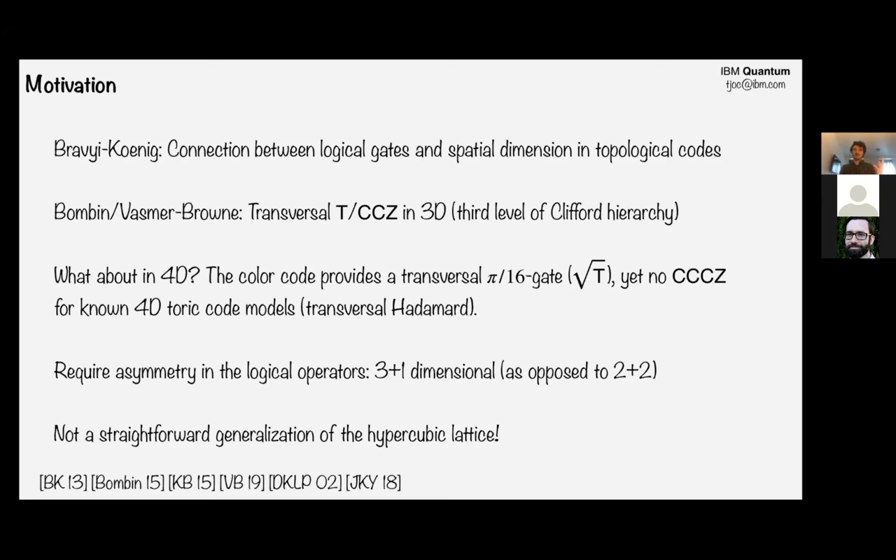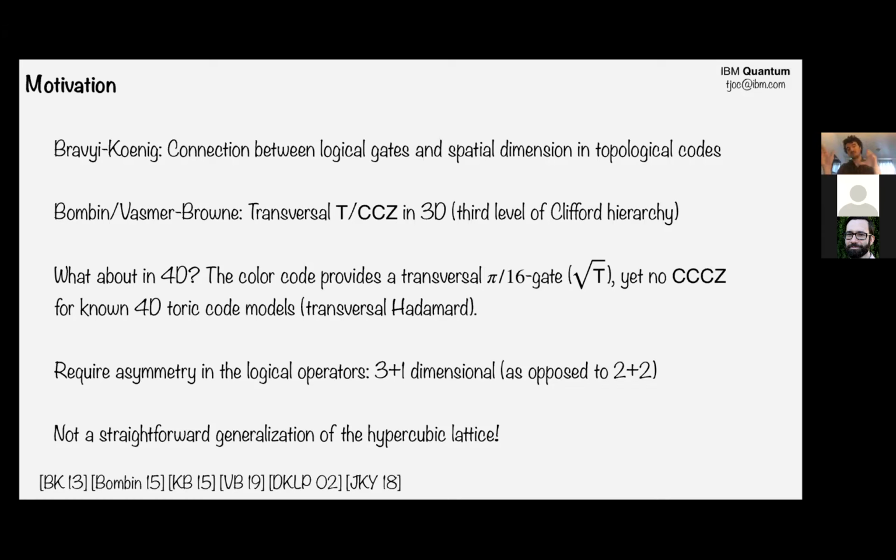And so they're kind of on equal footing, X and Z. But if you want to get a gate that's in a higher level of the Clifford hierarchy, you actually need an asymmetry in the logical operators. And this follows up from work on disjointness that I've done in the past few years with Alex Kubica and Ted Yoder.